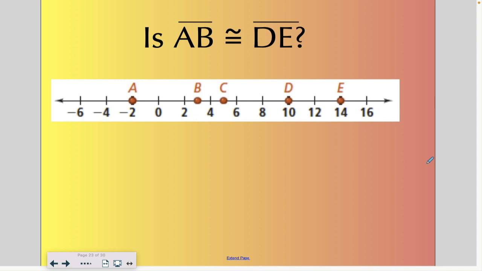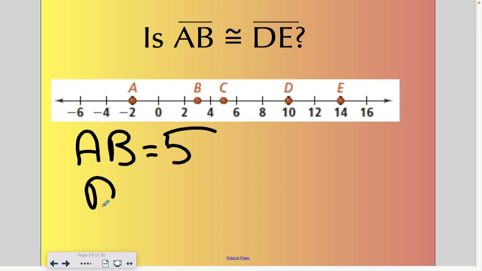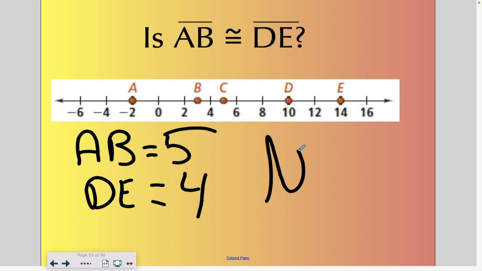So is AB congruent to DE? Give me a thumb up if you think it is. Thumb down if you think it's not. Is AB congruent to DE? Can't see some of your thumbs over here. Sari, why not? Because AB is longer than DE. How long is AB? Well, it goes from -2 to 3, so I bet you can figure it out right now. It's 5, okay? And the length of DE, we show on that one, 4, so they're not congruent.